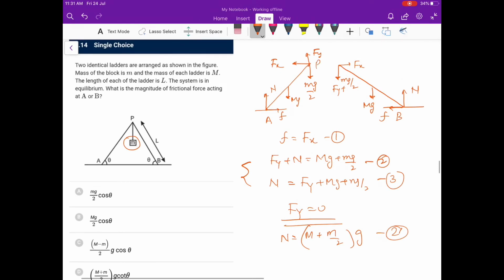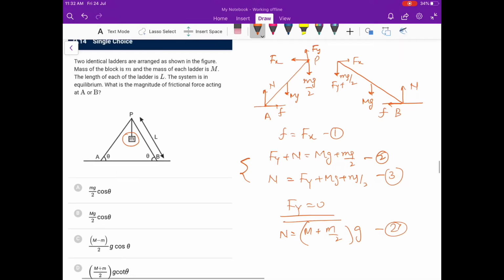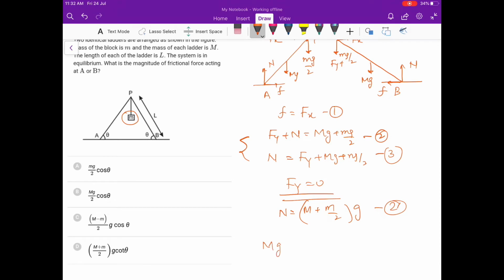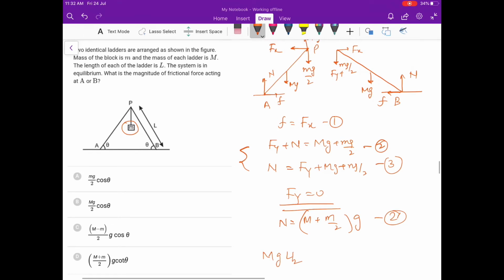Let's say about this point P over there, the torque of all these are equal. So balancing torque, what I get: mg into L by 2, and this distance I can write as L by 2 cos theta. And friction torque is also in the same sense. So mg L by 2 cos theta, plus friction, and the friction is going like this, so this length would be L sin theta. That should be equal to N into L cos theta, because that is in the opposite sense.